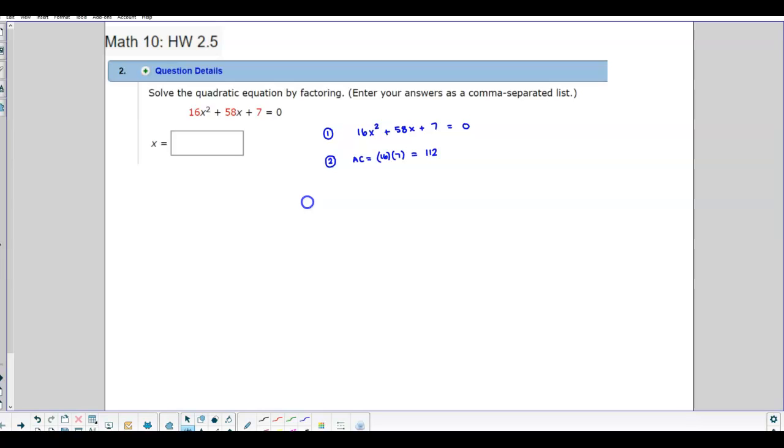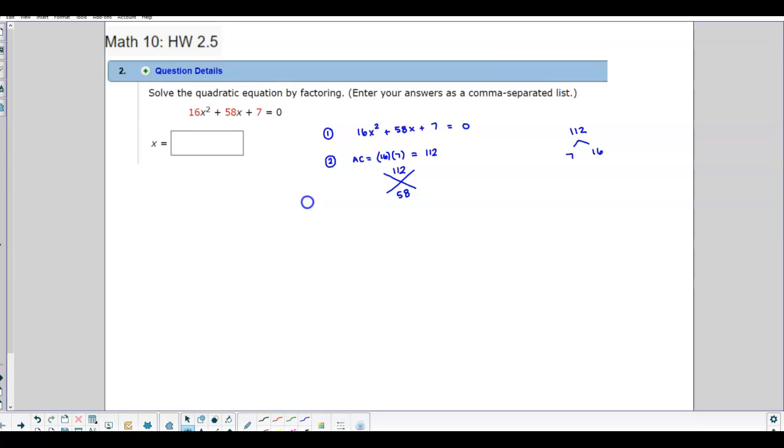And so now what we're going to do is take 112 as our AC, and the middle number is going to be 58. So we need to figure out what two numbers we can multiply to get 112, and when we add them together, it's going to give us positive 58. So let's look at the prime factorization of 112. We already know that 16 and 7, when we multiply them together, are going to give you 112. So we could start out with those two numbers.